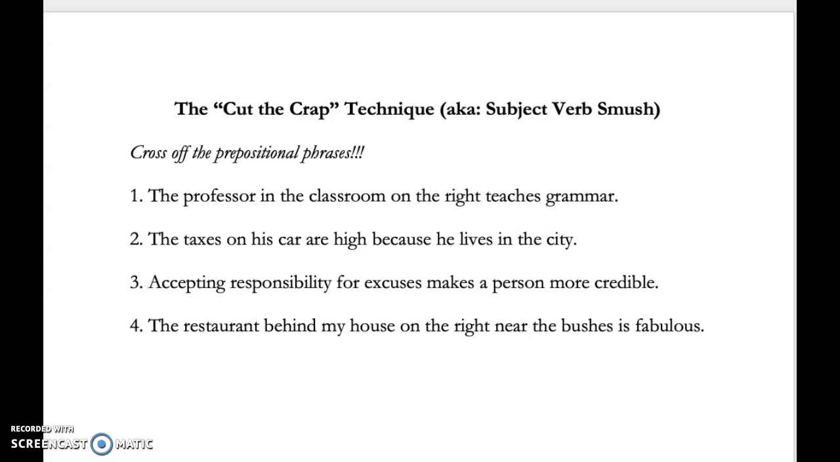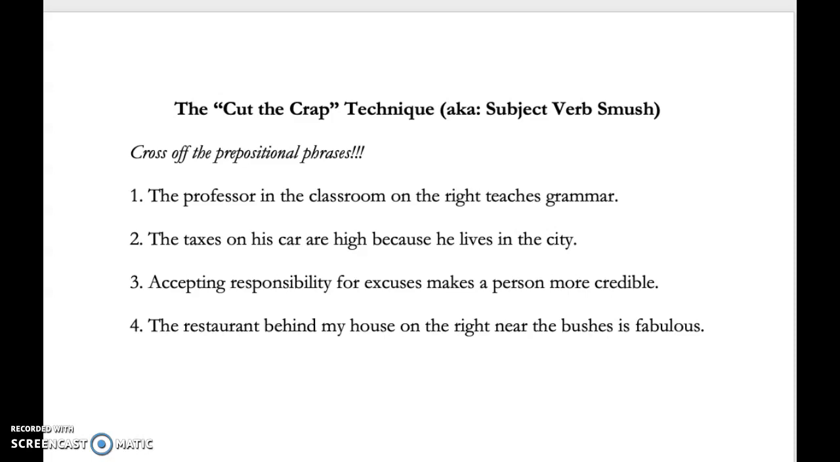The idea behind this technique is that in English we often put a whole bunch of extra words between our subject and the verb. And sometimes one of those words that we put in there wants us to think that it's the subject of the verb, and it can cause us to make a mistake with subject-verb agreement. Usually the words that we put between subjects and verbs tend to be in prepositional phrases. Remember that a preposition is usually a little word.